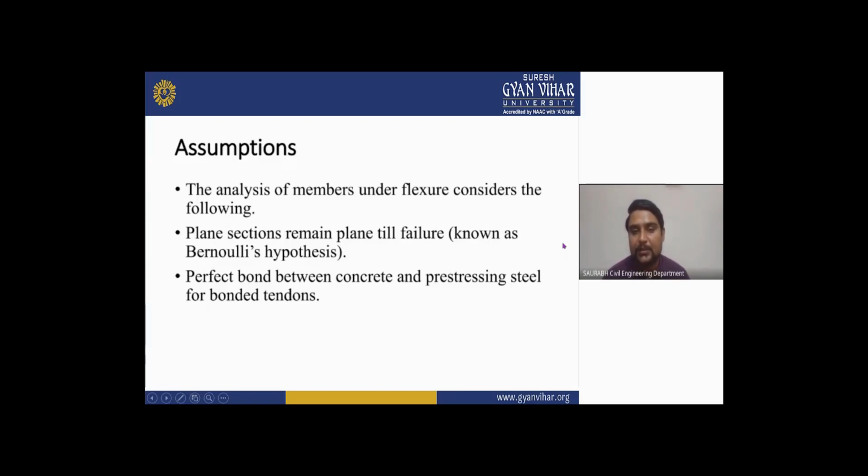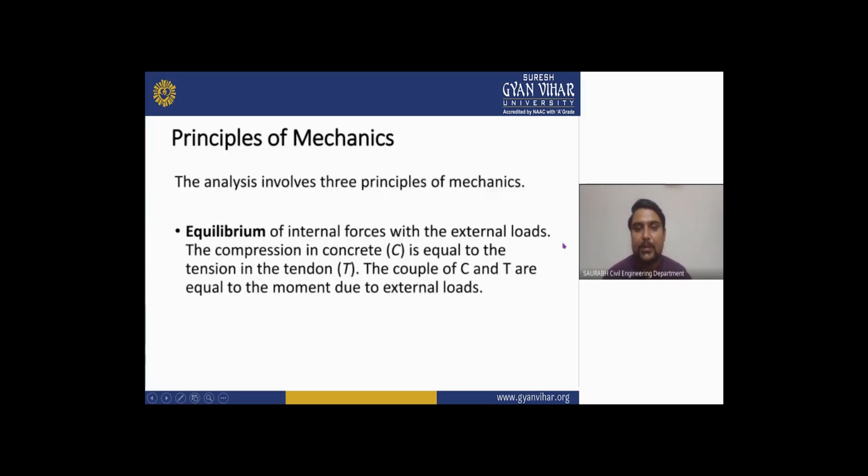Plane sections remain plane till failure, known as the Bernoulli hypothesis, and perfect bond between concrete and pre-stressing steel for bonded tendon. Principles of mechanics are also given here. The analysis involves three principles of mechanics. First one is equilibrium of internal forces with the external loads. The compression in concrete C is equal to the tension in tendon T. The couple of C and T is equal to the moment due to the external load.